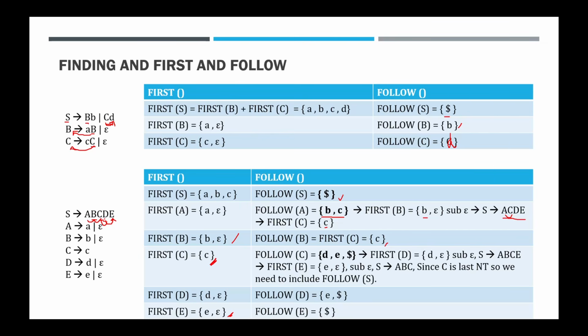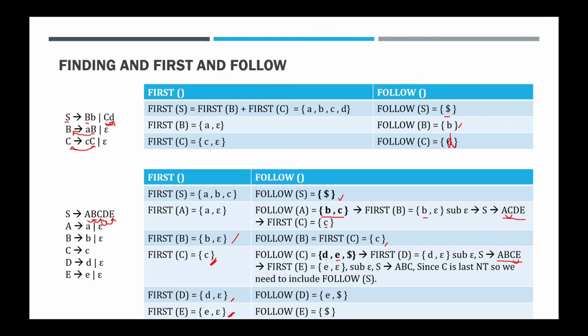What is follow of D? Follow of C is nothing but we have another non-terminal, so we need to find the first of D. First of D is d comma epsilon. Since we have the epsilon, just include d, and substitute epsilon there. After substituting epsilon, our production changes to A, B, C, E. Now what is follow of C? It is E. E is a non-terminal, so we need to find the first of E. First of E is e comma epsilon. Again we have the epsilon here, just include e here.